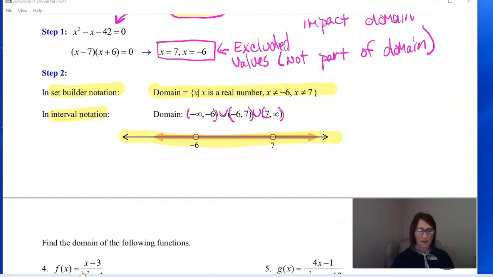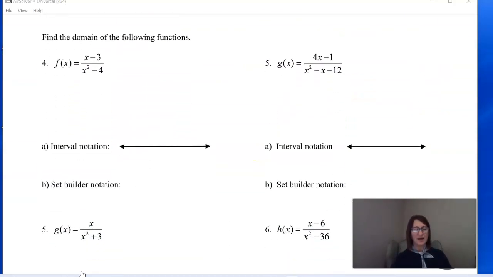All right, so let's find the domain of the following functions. Step number 1 is going to be to find our excluded values.